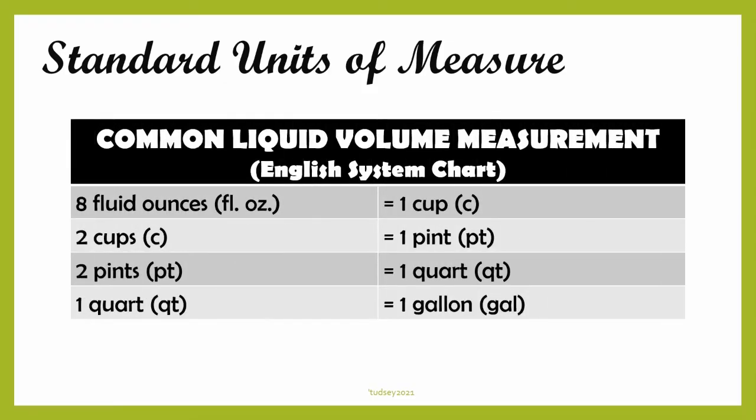Common liquid volume measurement. 8 fluid ounces is equal to 1 cup. 2 cups is equal to 1 pint. 2 pints is equal to 1 quart. And 4 quarts is equal to 1 gallon. As you can notice in metric system charts, conversion is as easy as multiplying and dividing by 10. On the other hand, in English system chart, conversion is difficult since it needs to be memorized.